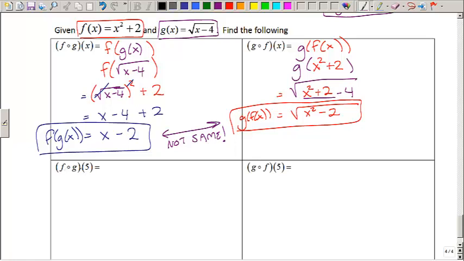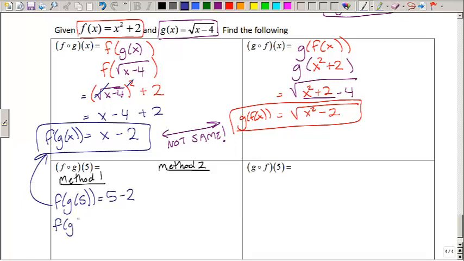To find f of g of some value, in this case we're finding f of g of 5, I have two methods again. If you already have found f of g of x, the easy method to find f of g of 5 would just be to plug 5 into that function that you've already found, which is x minus 2, or in this case 5 minus 2. Therefore, I know f of g of 5 is equal to 3. Very simple solution if you've already found f of g of x.